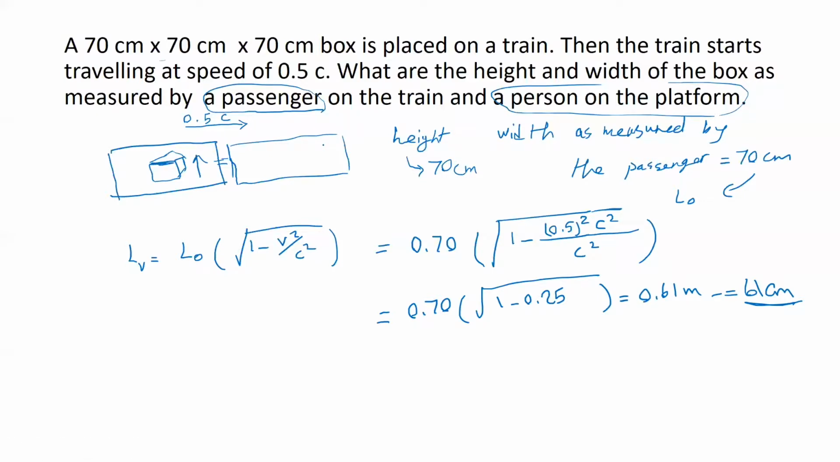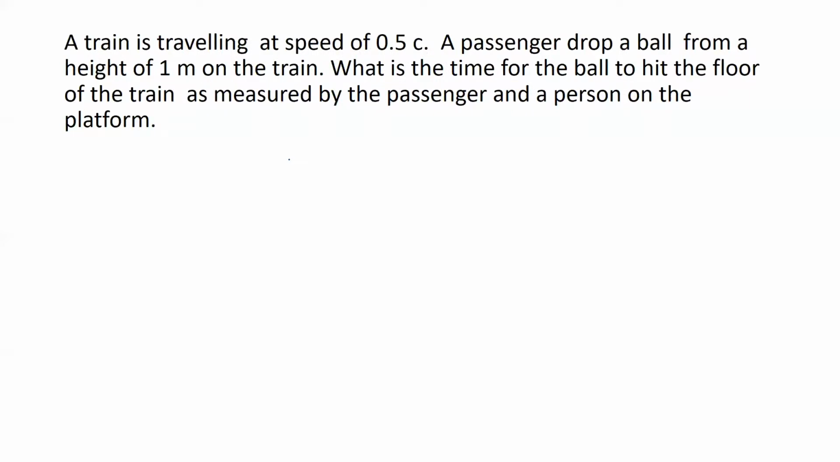Okay, let's go through another example. This one is a train, again traveling at a speed of 0.5 c. A passenger drops a ball from a height of 1 meter. So again, we have this train, and there is someone here dropping a ball. This is our ball from the height of 1 meter, and the train is traveling at a speed of 0.5 c. Okay, what's the time for the ball to hit the floor?